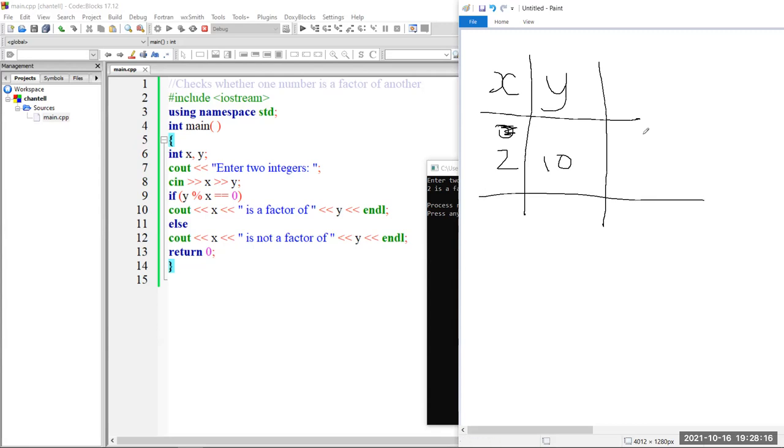Oh, by the way, I'm doing a trace table over here, right? And I'm saying Y modulus X, is it equal to 0? 10 modulus 2, the answer is 0. So the answer is true. Or I could have used the other word, alternative 1. So then I determined that 2 is a factor of Y.